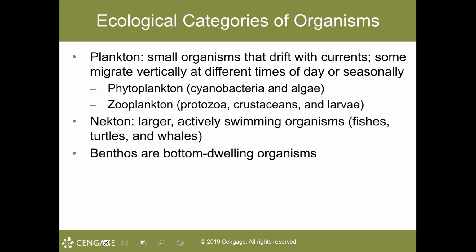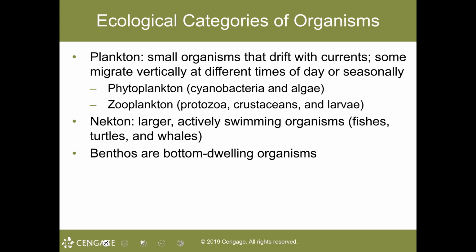Plankton are generally subdivided into two major categories, either phytoplankton or zooplankton. Phytoplankton includes the free-floating algae and the photosynthetic cyanobacteria, and they are producers that form the base of most aquatic food webs. Zooplankton are non-photosynthetic organisms that include the protozoa, the tiny crustaceans, and even the larval stages of many animals. Nekton, however, are larger, actively swimming organisms such as fishes, whales, and turtles.